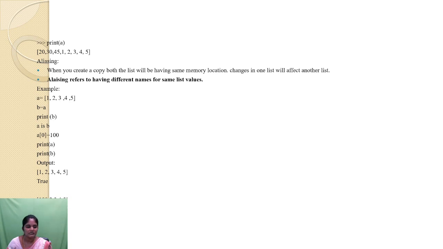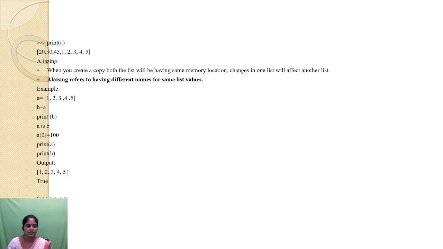Next one, a of 0 is equal to 100. You have to change a particular element with the help of the indexing operator, at the 0th position. We are updating the 0th index value as 100. Now to print the values, print a and print b. Both lists have the changed value, though you included the change only in list a. This is the aliasing operation.